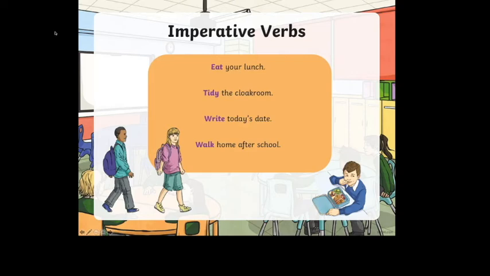Eat your lunch. Tidy the cloakroom. Write today's date. Walk home after school. Those verbs, eat, tidy, write, and walk, are imperative verbs because they're telling you what to do, which is why we call them bossy verbs. What do you need to do? Eat your lunch. It's not, can you eat your lunch? It's not a question, or please, may you eat your lunch? It's eat your lunch, tidy the cloakroom, write today's date, walk home after school. They are short, sharp sentences.